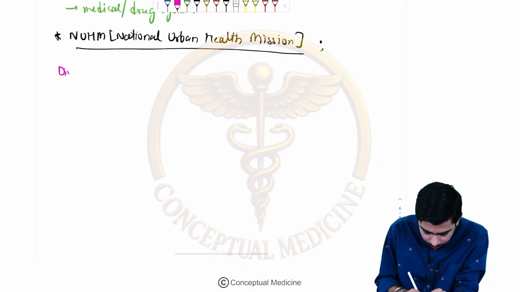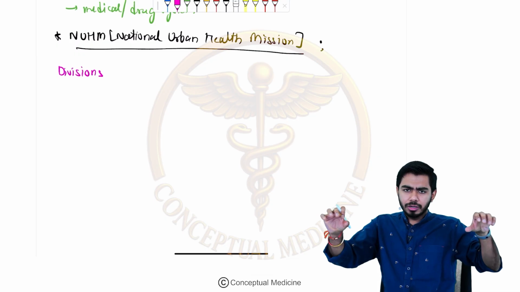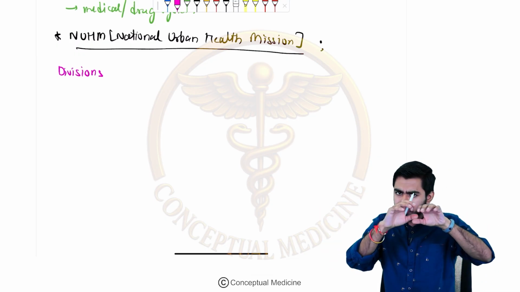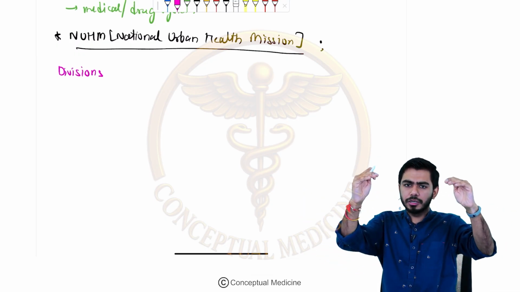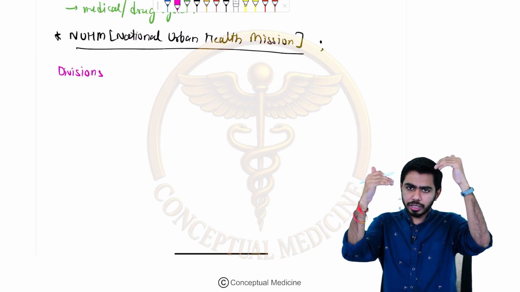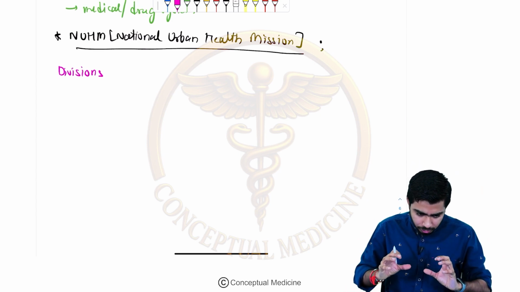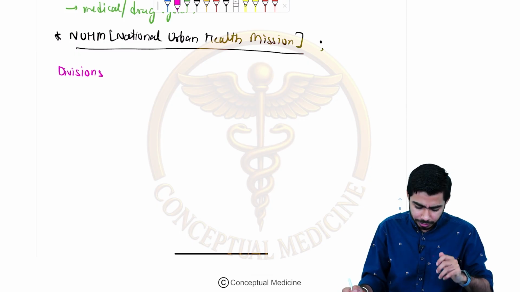So in this particular case, we are talking about what the divisions are. For example, like in the National Rural Health Mission, I told you, first of all we had the village, then the sub-center. After the sub-center, we had the primary healthcare center, then the community healthcare center, and then the district hospitals and all. How the division hospitals are working over there, let's talk about that as well.